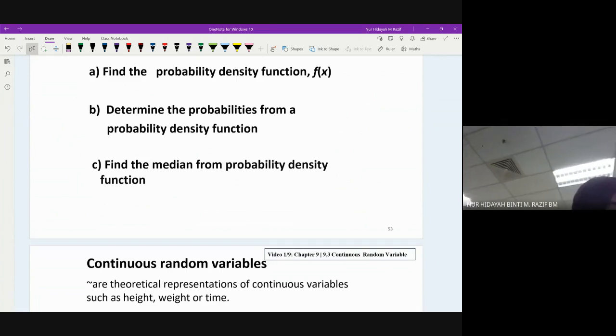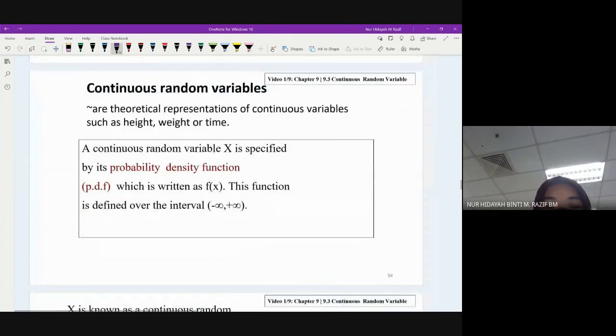Okay, so yang ni kalau you refer dalam buku ke atau kadang-kadang you tengok nota ringkas orang ke, dia mungkin guna PDF. Saya dah mention semalam. Okay, let's take a look at continuous random variable.